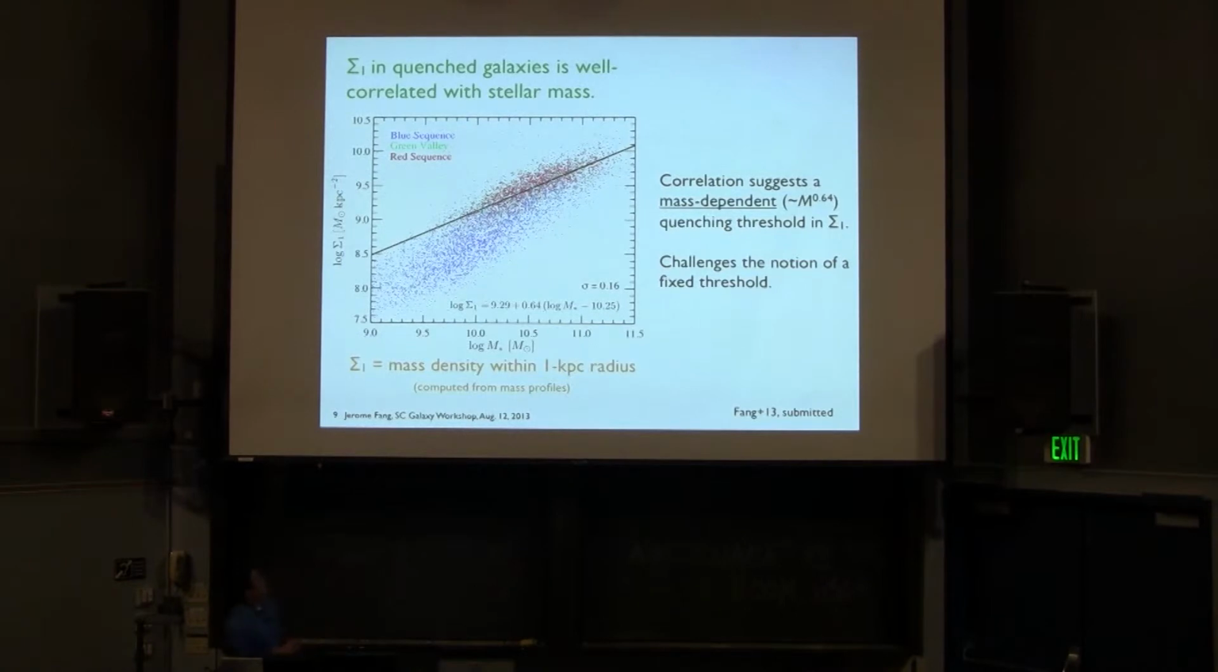Okay, so one of the key results in this is when we examine this structural parameter, sigma 1. If we plot sigma 1 as a function of stellar mass for our galaxies, we see a clear correlation that pops out at us. And particularly for the quenched galaxies, which are coded as green or red points in this diagram, we see that there's a strong mass dependence, in fact, a power law of 0.64. And so this seems to suggest that galaxies do not quench at some fixed threshold that's independent of stellar mass. It really does depend on whatever stellar mass you are, you have a particular value of sigma 1 above which you can quench. So this is challenging that notion of a fixed threshold.